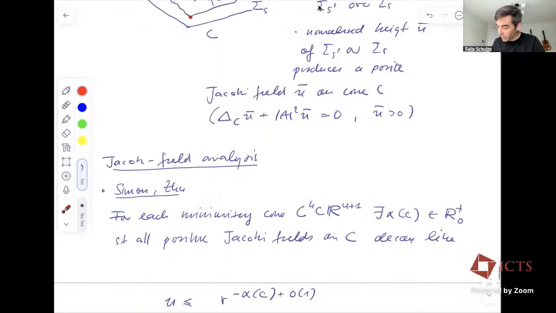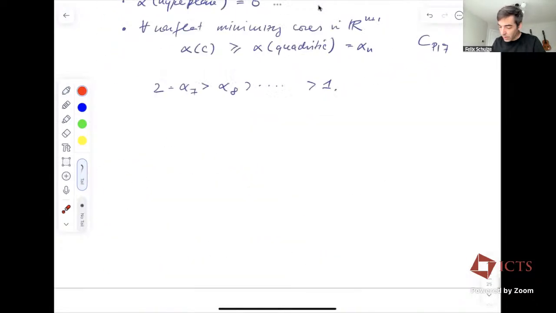Okay, now what does it give us? Let's do a picture here. So where's the basic example here? Again, an example we have seen many times now. And we look again at these minimizing leaves.